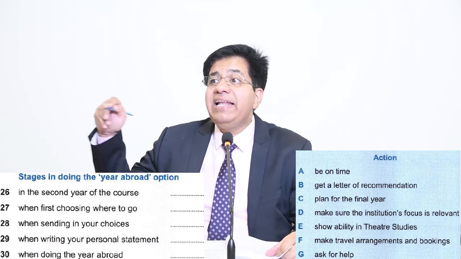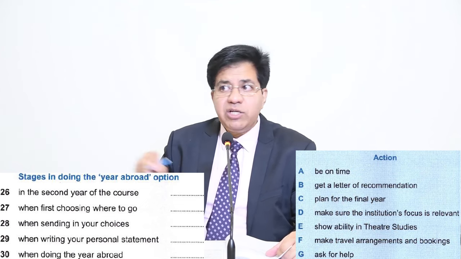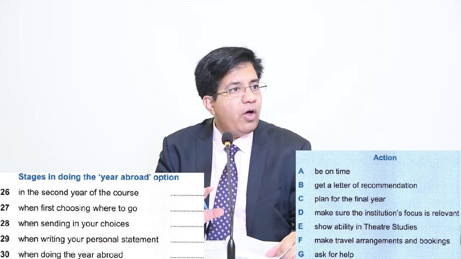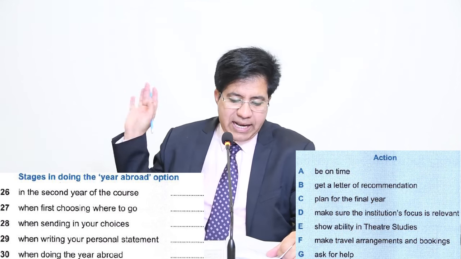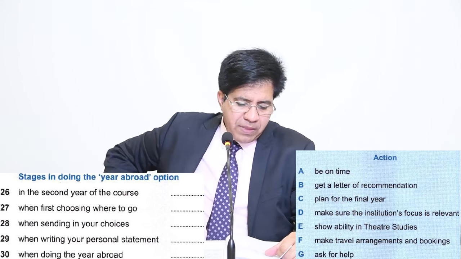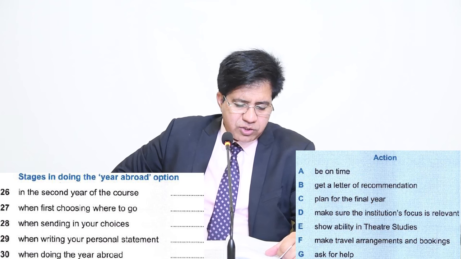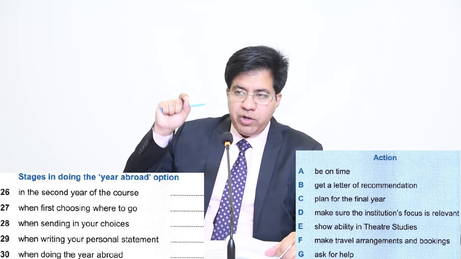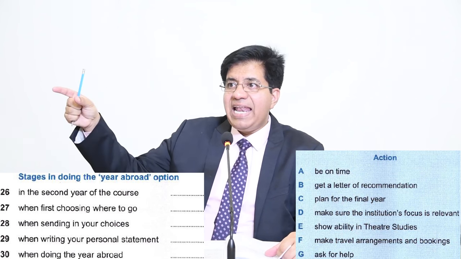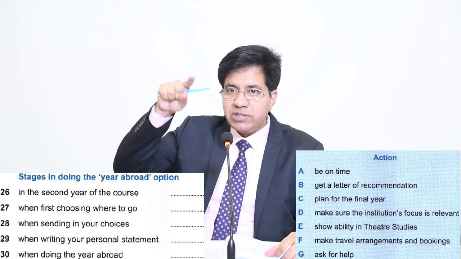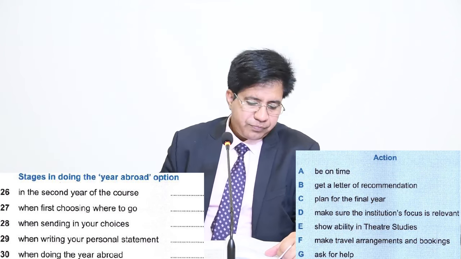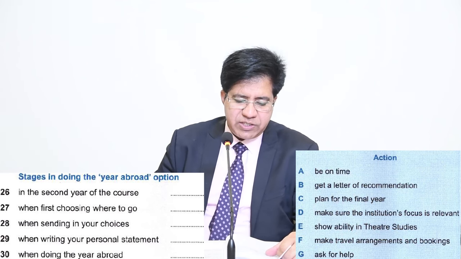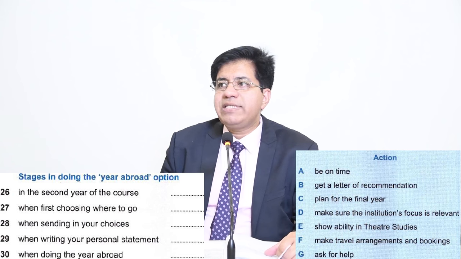Underline plan, final year. When you read, you need to just do it quickly. Question booklet will not be marked or checked by anybody. You can write anything on it. It's all allowed. Option D, make sure institutions focus is relevant. So make sure institutions focus relevant means institution is focusing on what you want to study. Option E, show ability in theater studies. So show ability, and it's same about theater study.